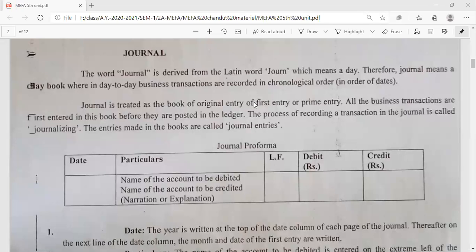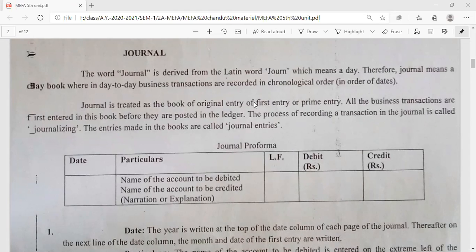Day-to-day business transactions are recorded in the chronological order, in the order of the dates, right? That means first date on the first day. First we'll write day 1, and next we'll write day 2, and next we'll write day 3. If there is any transaction, that will be entered day-wise, right?